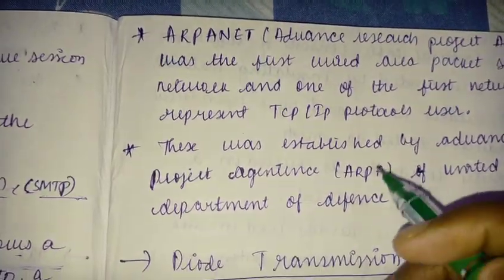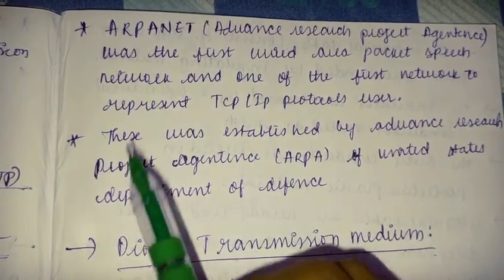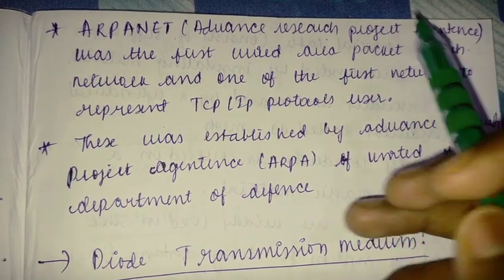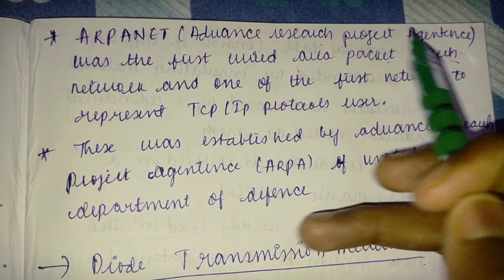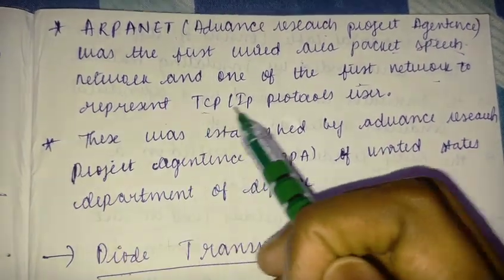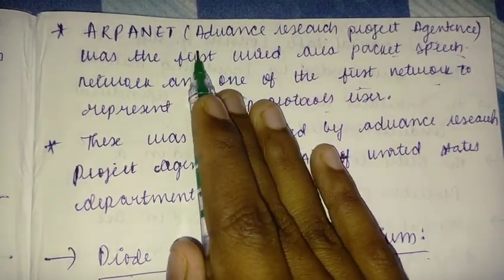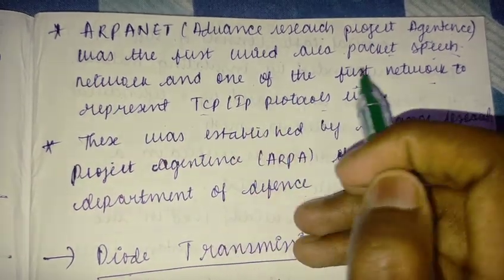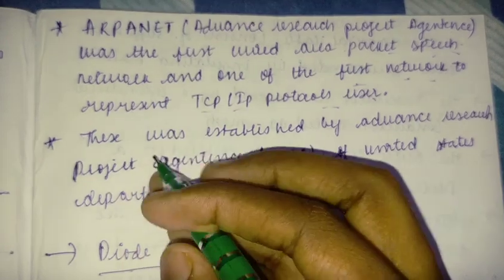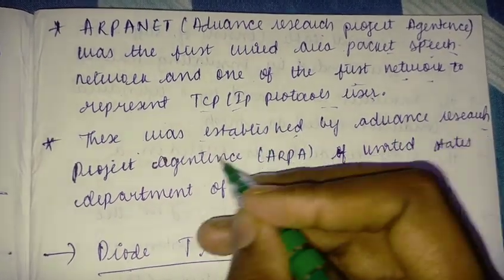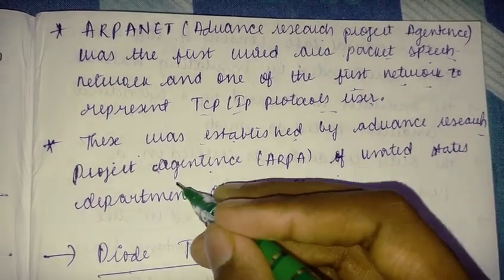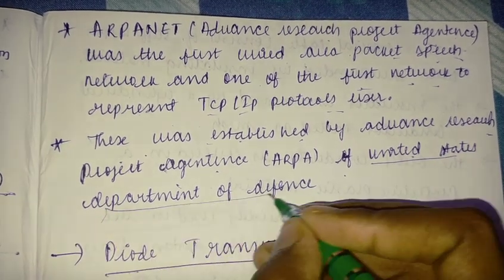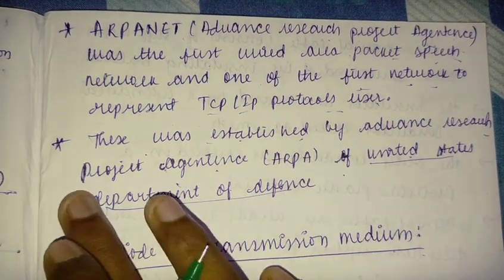ARPANET, which means Advanced Research Projects Agency Network, was the first wide area packet-switched network and one of the first networks to use the TCP/IP protocols. These were established by the Advanced Research Projects Agency of the United States Department of Defense. So the research took place in the United States Department of Defense. ARPA stands for Advanced Research Projects Agency.